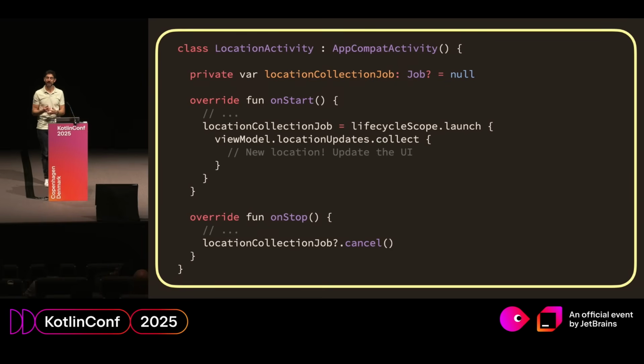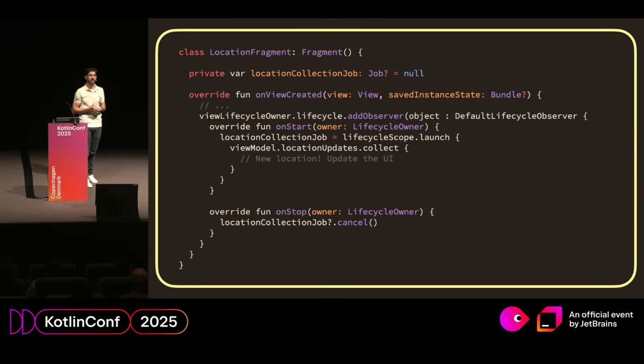A way to mitigate this, if we don't know about any other APIs, is to manually start collecting on start of the activity and then cancel that running coroutine on stop. And this is OK, right? But it could get a little bit annoying because you have to do this every time. If we want to replicate this in the fragment, it's even a little bit uglier, right? Because now you have to access the view lifecycle owner, not the lifecycle owner, and then add the observer, and things get more complicated. And I didn't even want to show what you have to do in Jetpack Compose, because you cannot even use collectAsState. It gets a little bit messier.